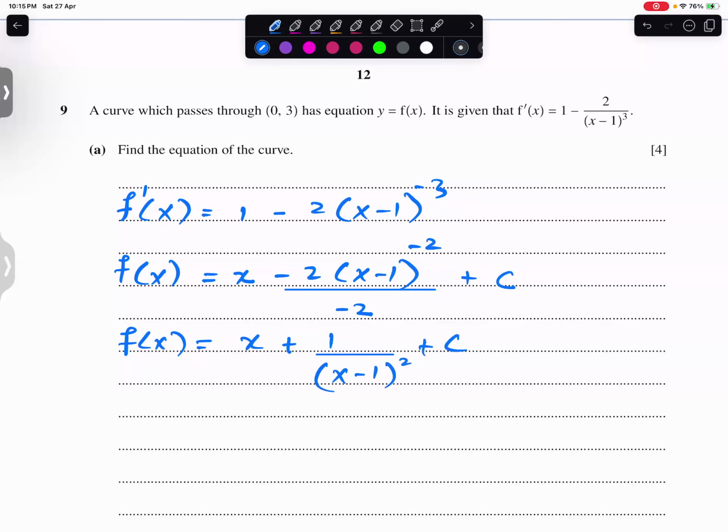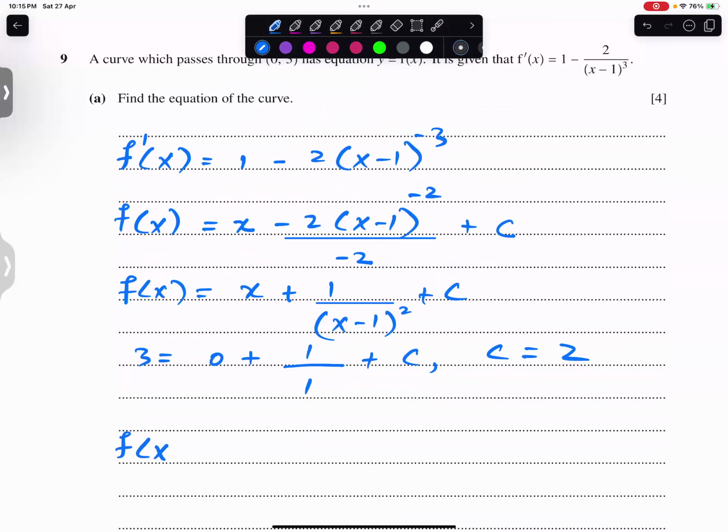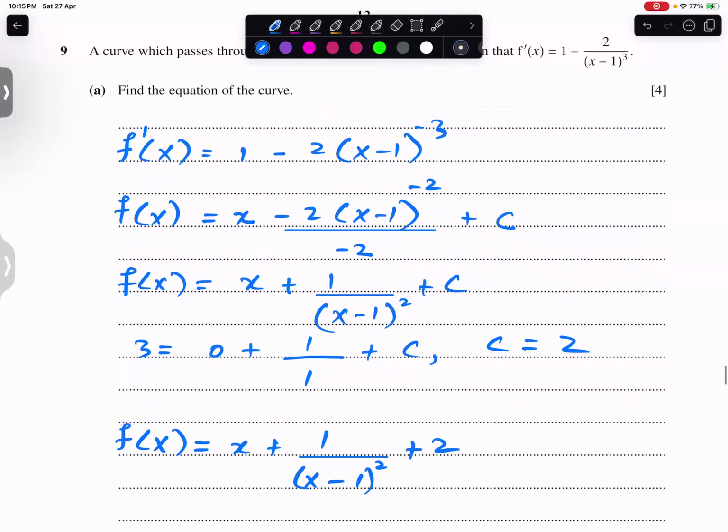whole square plus c. Curve passes through 0, 3, so it means y is 3. f of x we call y, and x is 0. So 0 minus 1 whole square will be 1 plus c. So c will be 2. So my f of x, which is my curve, which is my y, is x plus 1 over x minus 1 whole square plus constant. So this is your equation of curve.